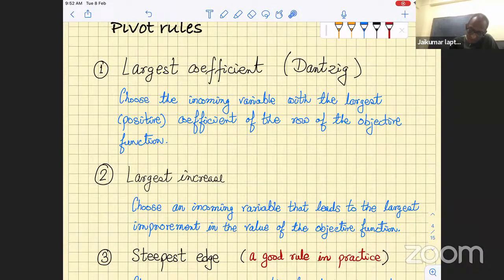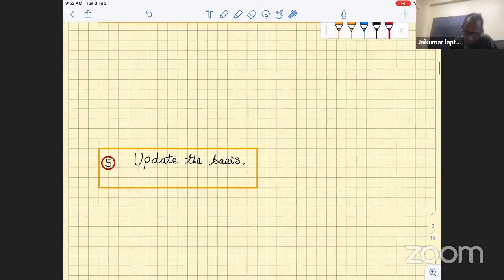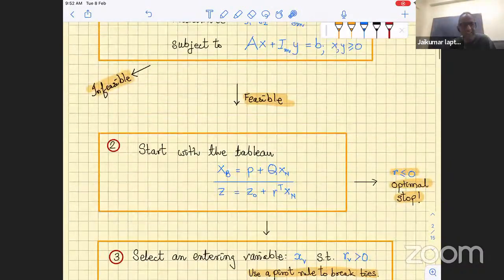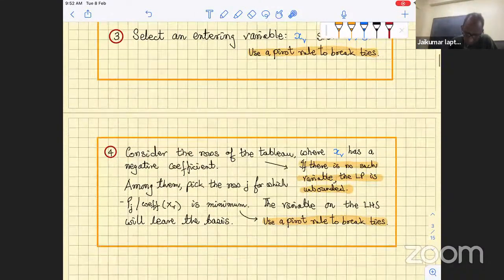So anyway, what was Dantzig's rule? Dantzig's rule was that among the coefficients in the bottom line, choose the one that is the largest coefficient. That is, per unit increase in the variable, the objective function increases the most. Okay, so that is Dantzig's rule.